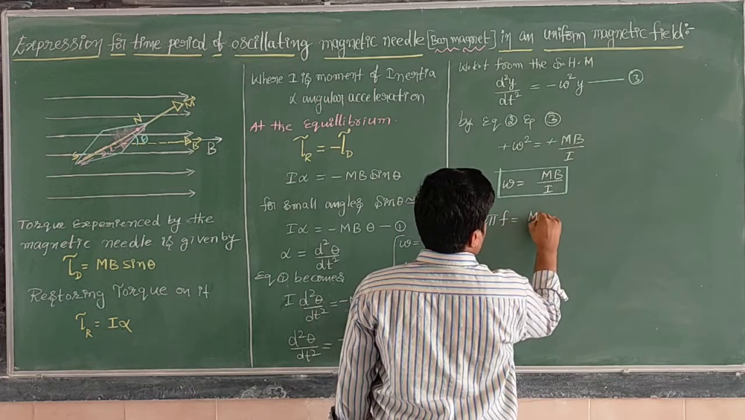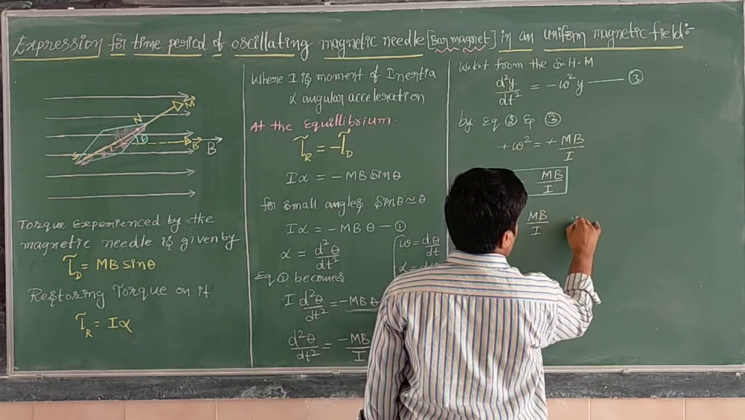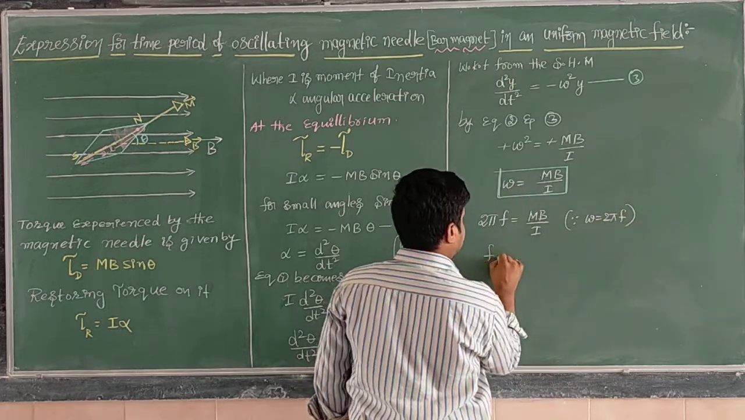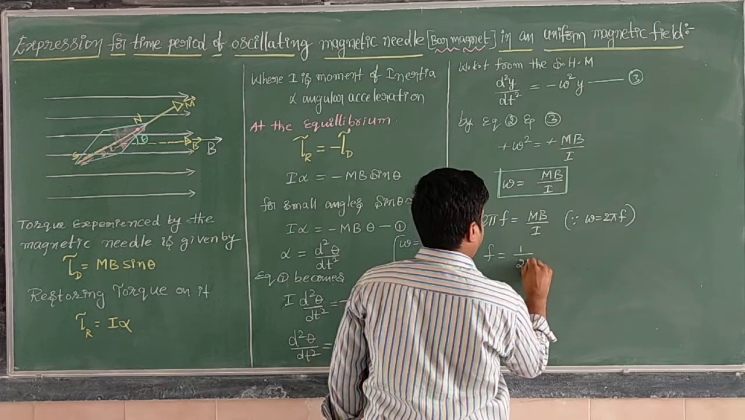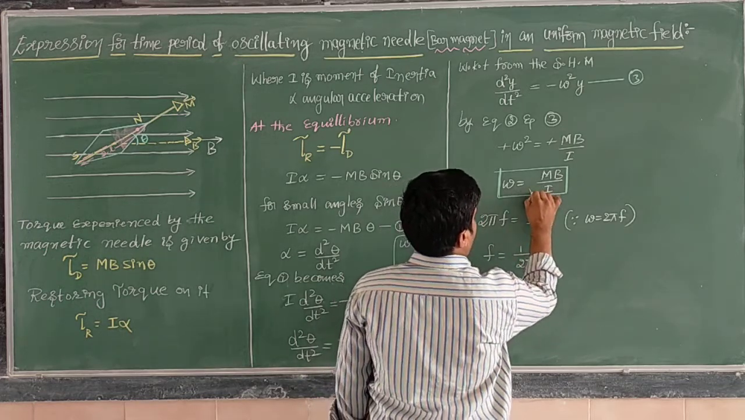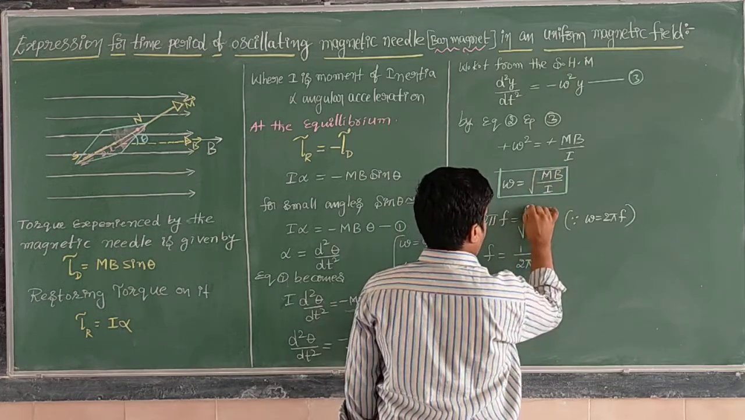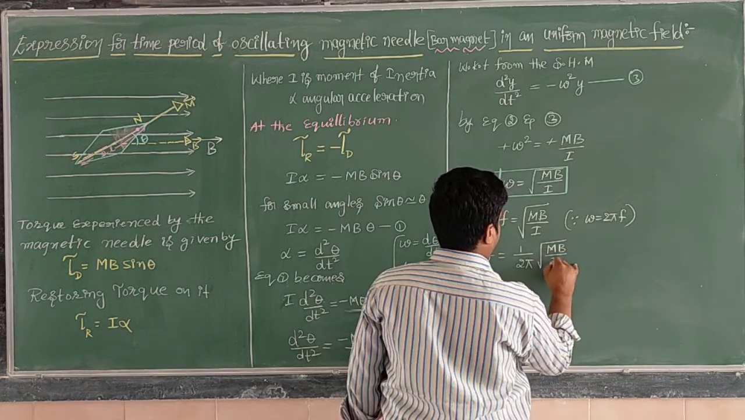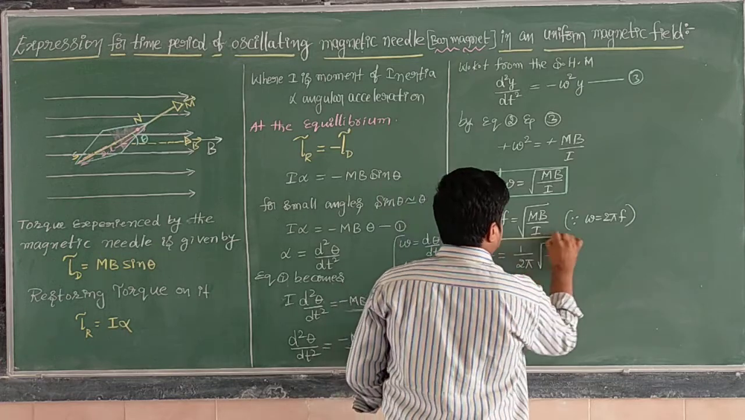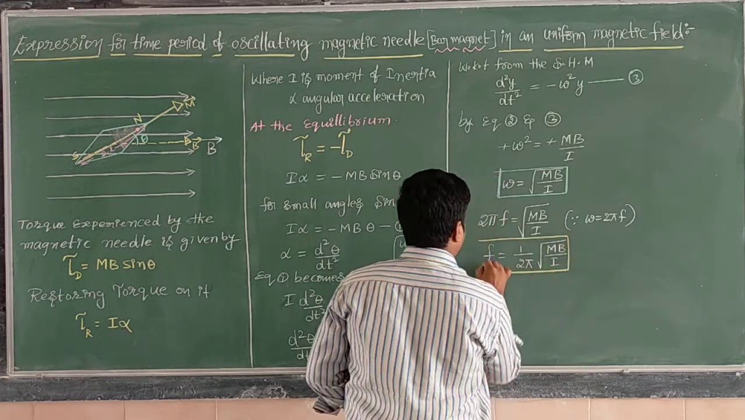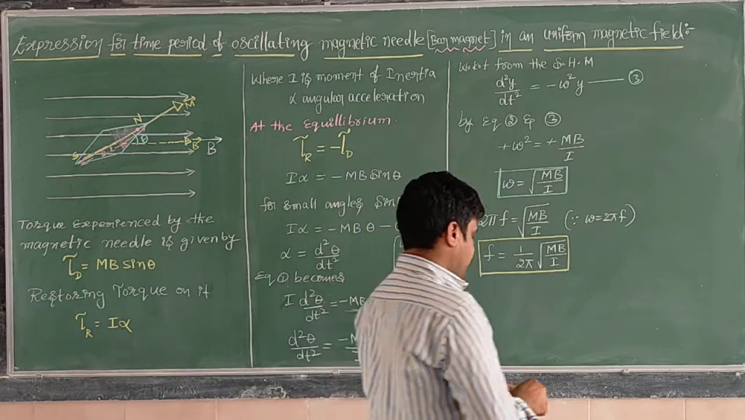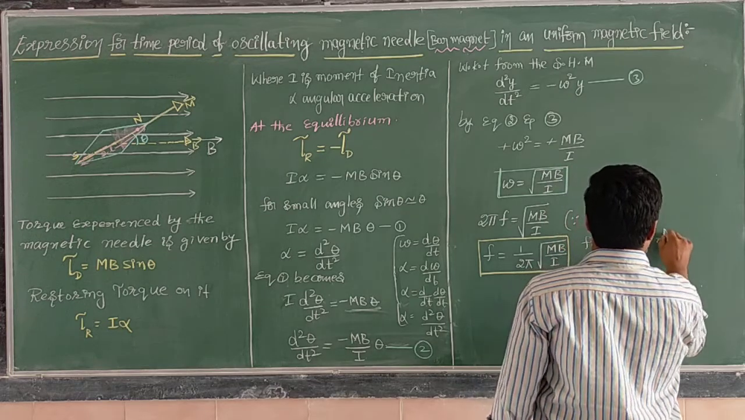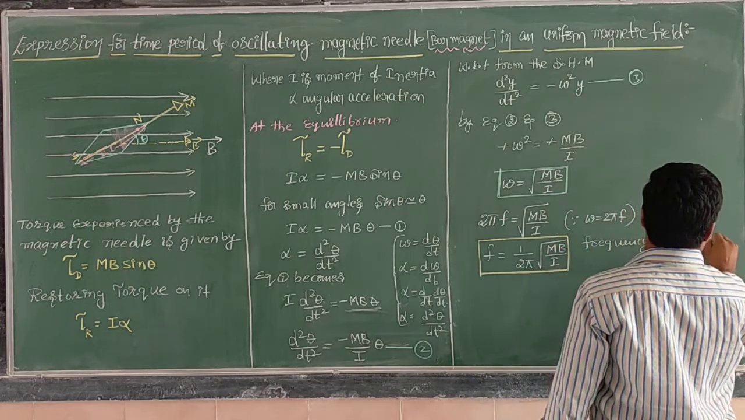Of course, next step: 2 pi f is equal to square root of mb by I, since omega is equal to 2 pi f. Now from this one, f is equal to 1 divided by 2 pi into under root mb divided by I. This is nothing but the frequency of the oscillations of a magnetic needle in a magnetic field.